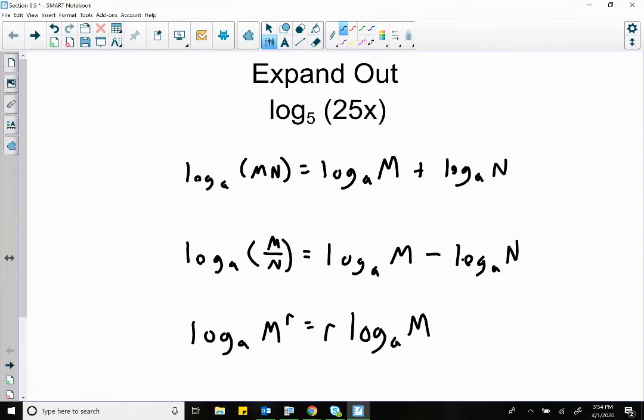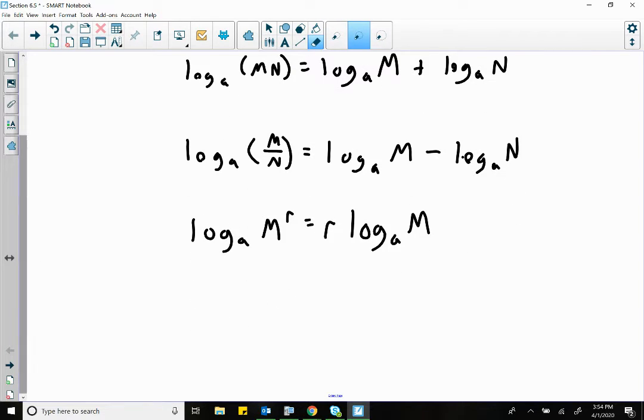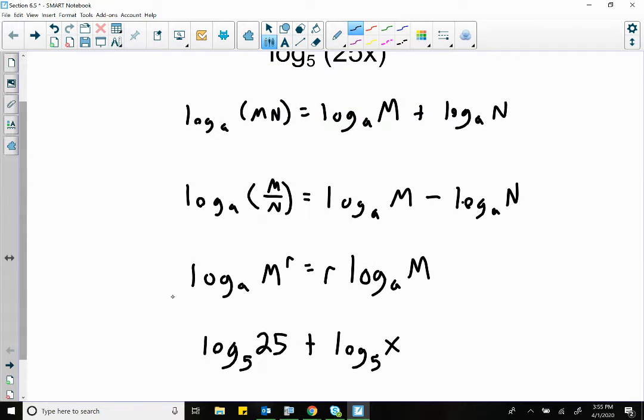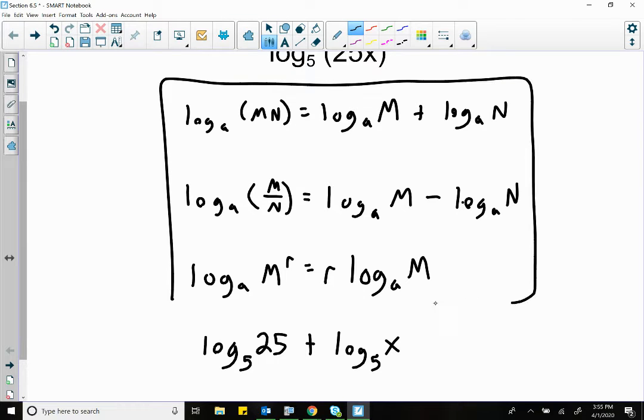So, right here, what's going on in here? Well, we have two items being multiplied. We've got 25 and x. Well, multiplication is really the same thing as expanding out to addition. All right, so we've got log base 5 of 25 plus log base 5 of x. See how that expanded out? It's now longer from left to right. Again, these are those properties.